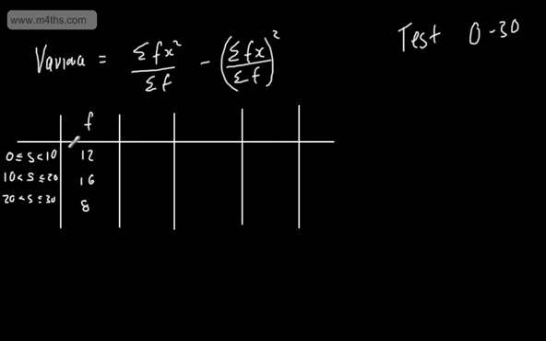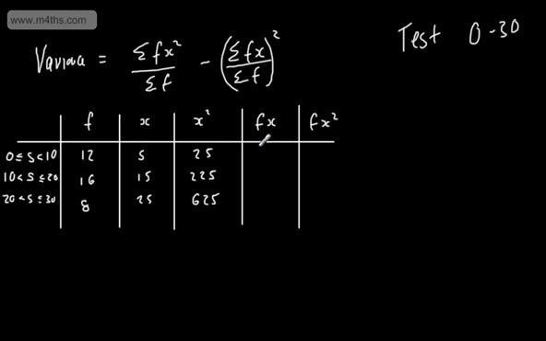Now, let's look at the midpoint. The midpoint in this particular case is going to be our x. So the midpoint is x, and in this one we're going to have 5, 15, and 25. If we consider just here, this is x, and then if we think about x squared: if this is x, x squared will be 25. Then we'll have x squared, which will be 225, and then 625. So in the next column, what I'm going to have is fx, and then fx squared.